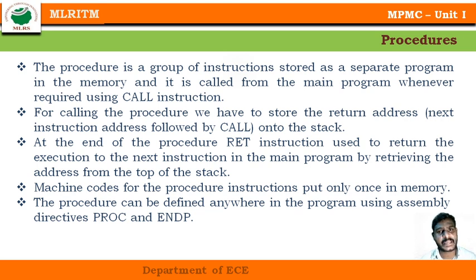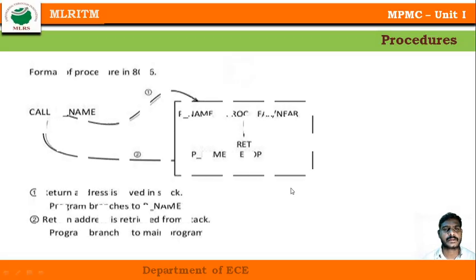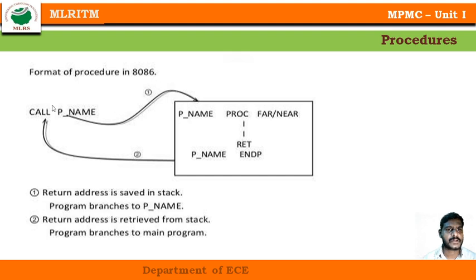So I can write a separate program and, by using a call instruction, I can call that particular program. To show that it is a subroutine, I use the assembler directive PROC. It is the starting directive by which the processor understands that the procedure has started. At the end of that procedure, I write ENDP, which means the end of the procedure. These are the two assembler directives we use to define a procedure. Let's take an example.